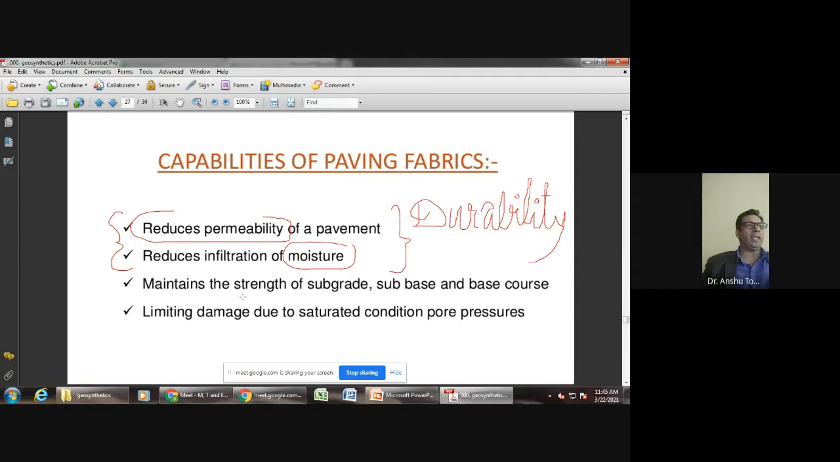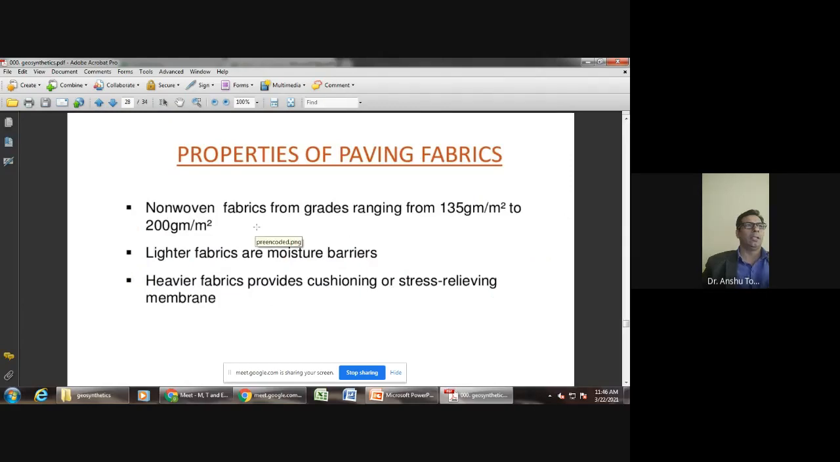So they maintain the strength of subgrade, subbase and base course. If you have properly placed it in intermediate layers, then the individual strength of all layers will be maintained, and that will of course increase the durability of that particular pavement. It is going to maintain the pore pressure also due to lesser ingress, maintaining the moisture and permeability. These are some of the properties.